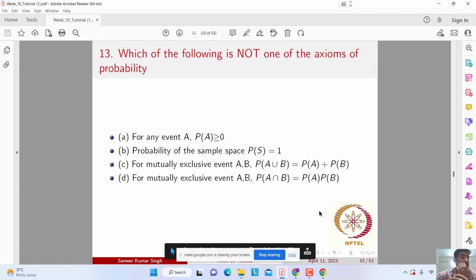Okay. Question number 13. Which of the following is not one of the axioms of probabilities? We have a few set rules to solve the problems of probabilities.